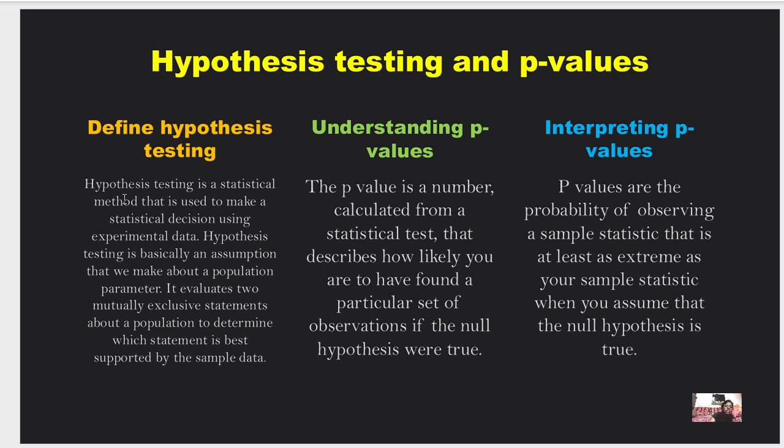Hypothesis testing is a statistical method that is used to make a statistical decision using experimental data. Hypothesis testing is basically an assumption that we make about a population parameter. It evaluates two mutually exclusive statements about a population to determine which statement is supported by the sample data.